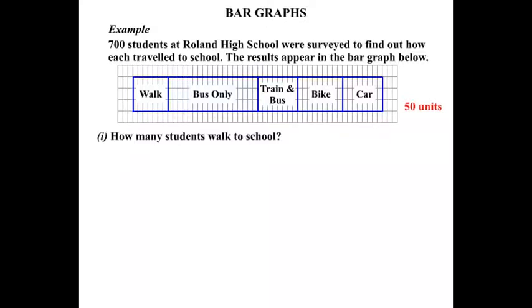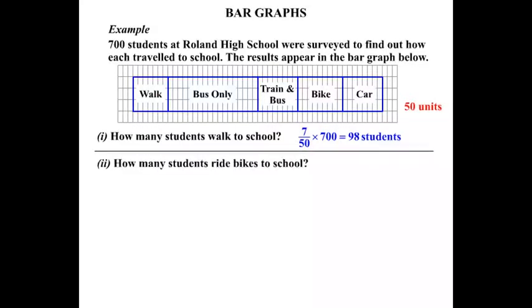Now, how many students walk to school? Well, we look at our walk section there on the bar graph, and we find by measurement that there are 7 units across, out of the total of 50 units. So the fraction of people who walk is 7/50ths. And because we know that there are 700 students, we find 7/50ths of 700. And when we calculate that, we come up with 98. So 98 students walk to school.